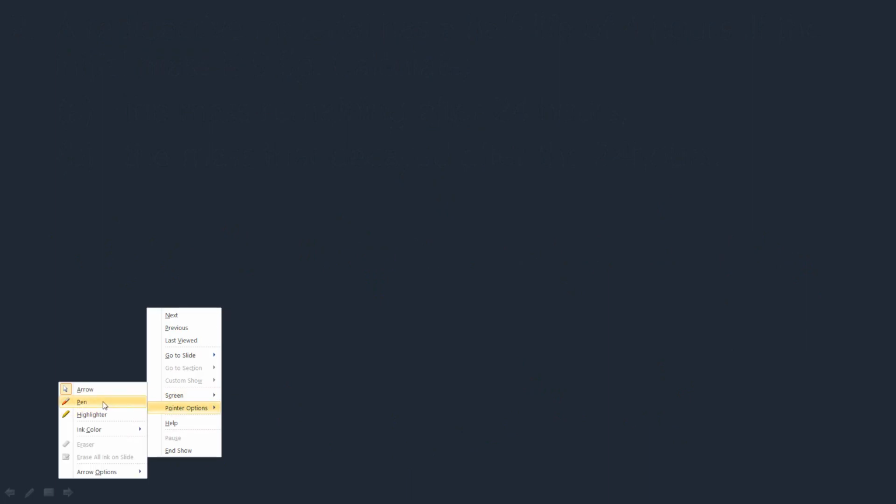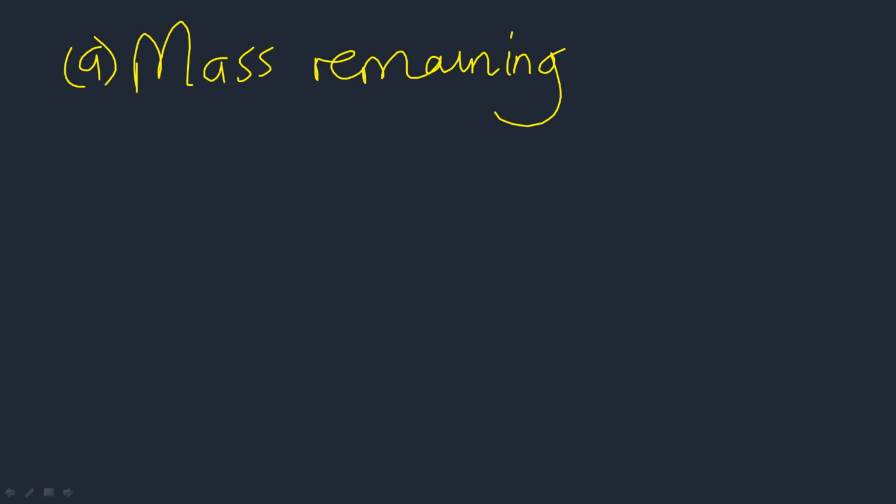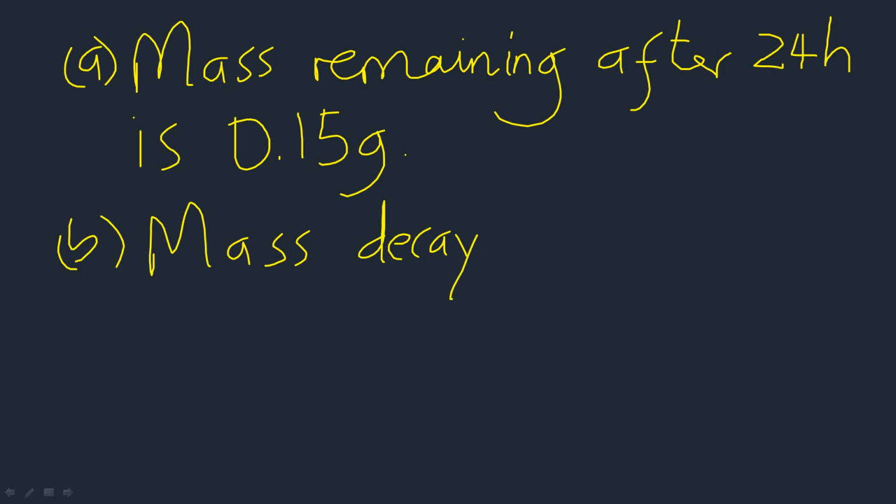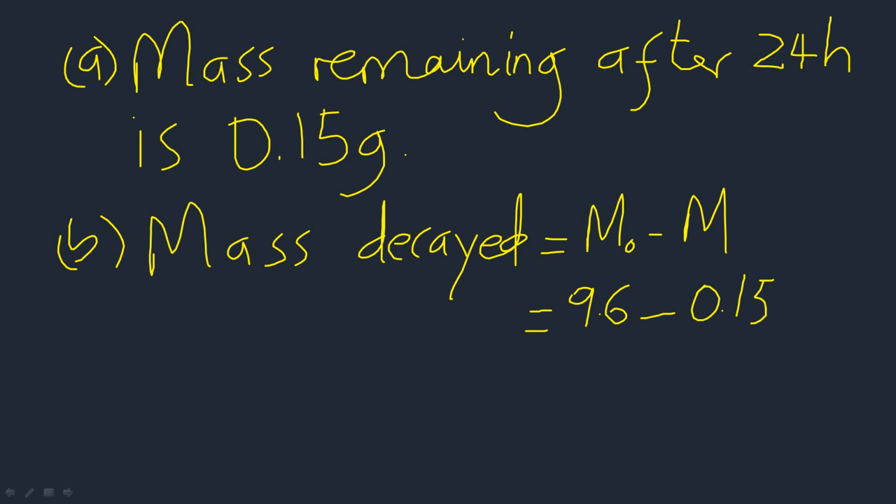So we are going to say, for part A, mass remaining after 24 hours is 0.15 grams. Full stop. Part B said, what is the mass that has decayed? Remember our formula. Mass decayed is equal to original mass minus the mass remaining. The original mass was 9.6, minus the mass remaining, 0.15.